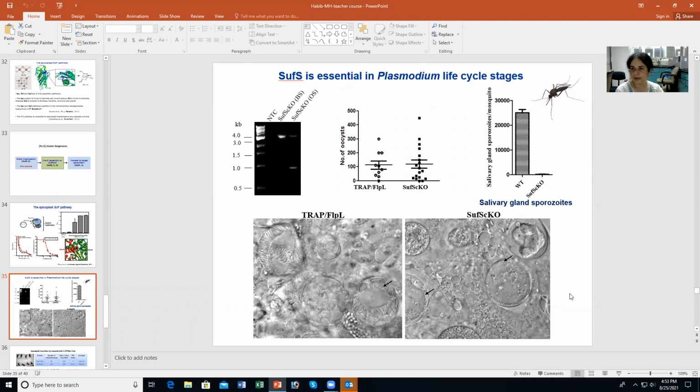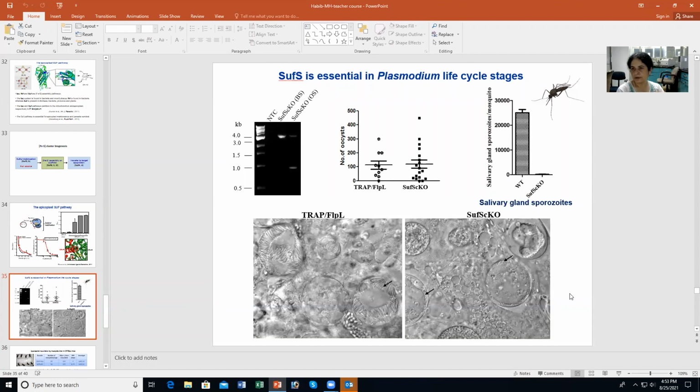But the Suf pathway is completely absent in the human, and it is essential for the malaria parasite. Knocking out SufC, and later on SufS, as I will show you now, also knocks out the function of the Suf pathway in the blood stages as well as in the mosquito stages. This makes it a very strong candidate for a target for antimalarials.